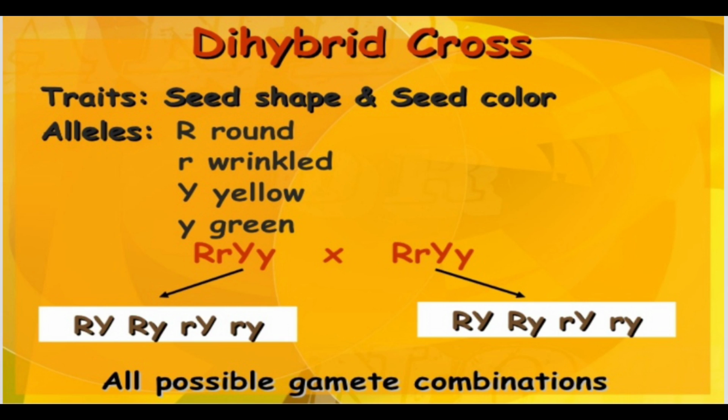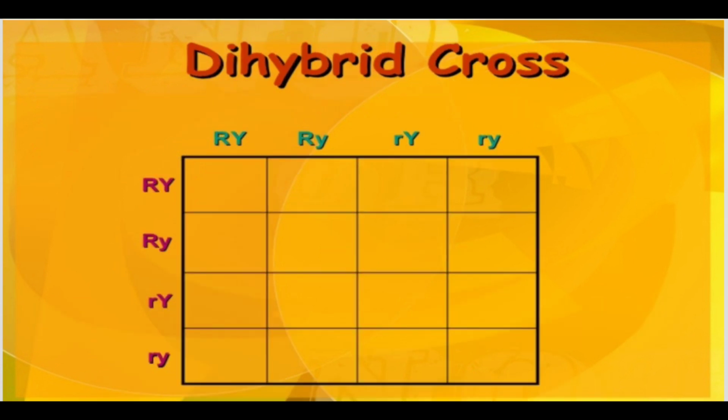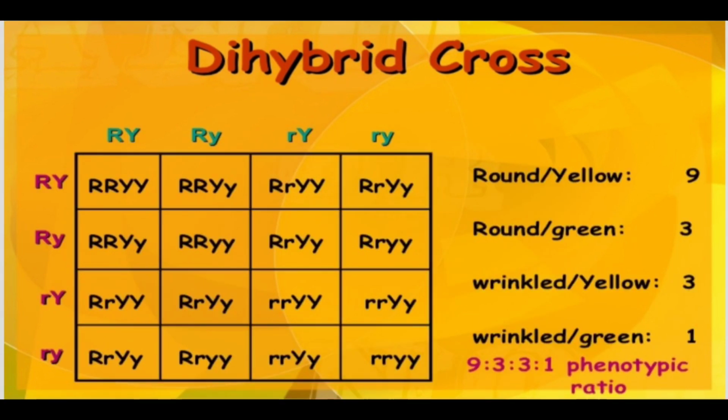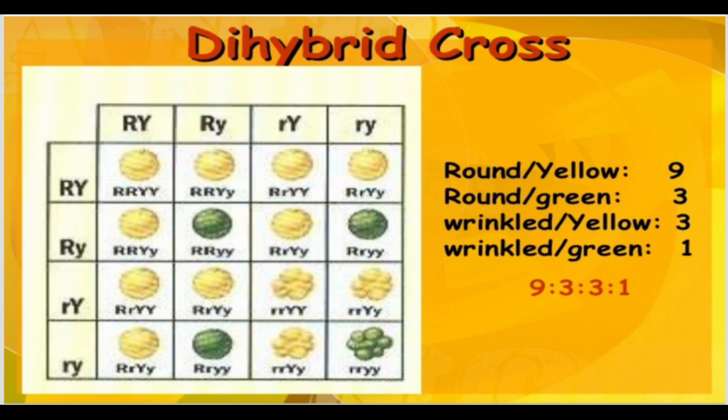Now another example for a Dihybrid cross, where the traits taken are seed shape and seed color. The shape is round and wrinkled, R and small r respectively, and seed color is yellow and green, Y and small y. So after crossing, these are the possible gamete combinations. This is how you make a cross, and this is the result. We get the ratio as round yellow 9, round green 3, wrinkled yellow 3, wrinkled green 1. 9:3:3:1 will be the phenotypic ratio. So this has been shown using the figures.